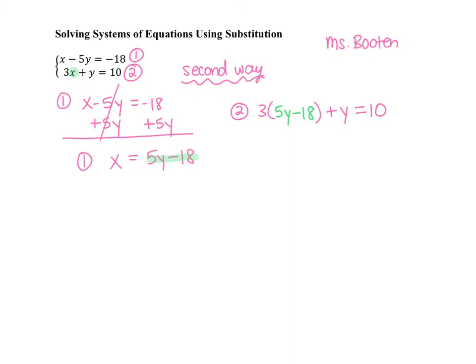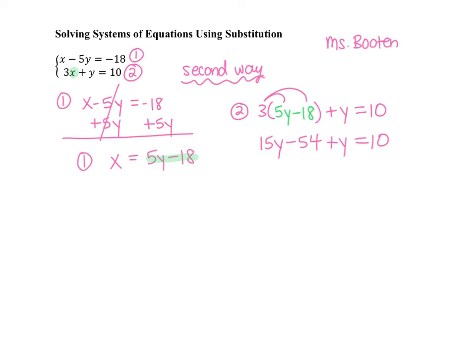Now we see we have parentheses, so we're going to use the distributive property. So 3 times 5y is positive 15y, and then 3 times negative 18 is negative 54. Or you could think of it as 3 times a positive 18 is 54, but you're subtracting it. Either way is fine. Finish out the equation, we still have the plus y and then equals 10.